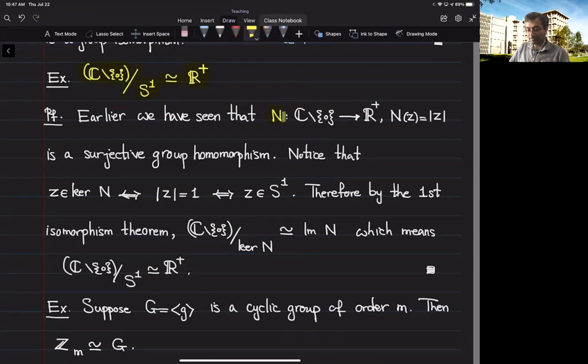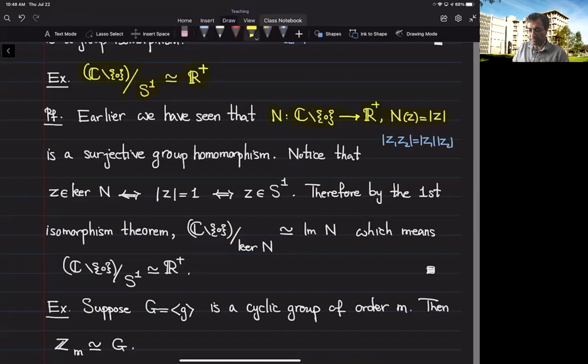I look at n. Given a non-zero complex number, I take its norm, and because it's non-zero, the norm of a non-zero complex number is definitely a positive real number. So n of z, equal to the norm or magnitude of z, does give me a positive real number. And you have seen this earlier when you learned about complex numbers, that the magnitude of a product is the product of magnitudes, and that implies that n is a group homomorphism.